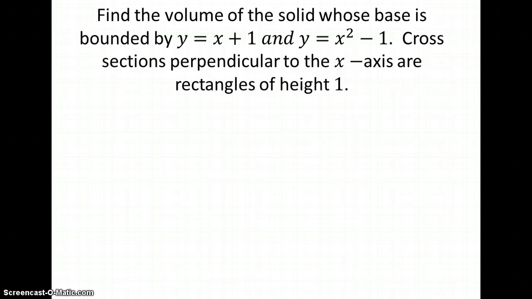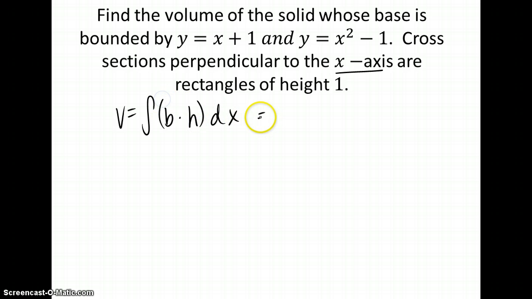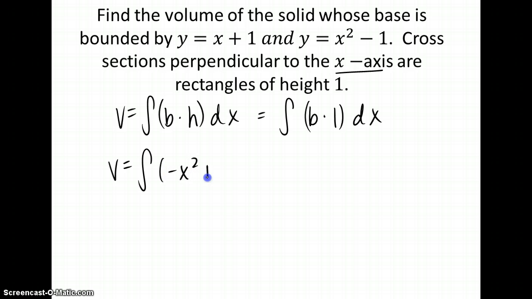And lastly, find the volume of the solid whose base is the same boundaries, the line and the quadratic. Cross sections perpendicular to the x-axis are rectangles of height 1. What's a rectangle? Base times height. We're integrating with respect to x. So it would be the integral of base. We're given that the height is 1. And what's the base? That's just the side that we determined in the previous problem. So it would be the integral of negative x squared plus x plus 2, same boundaries from negative 1 to 2. And we will integrate this one.